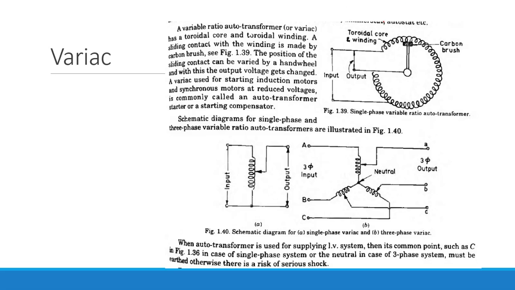Particularly, a variac which is used for starting induction motors and synchronous motors at reduced voltages is commonly called an auto transformer starter or starting compensator. So this is the diagram for this single phase variac, kept here just for our information. Do not get confused, that variac is nothing but an auto transformer. Because of the application we call it a variac, or when it is used for starting the induction motor, at that time the method is named auto transformer starting. So this is all about auto transformers.